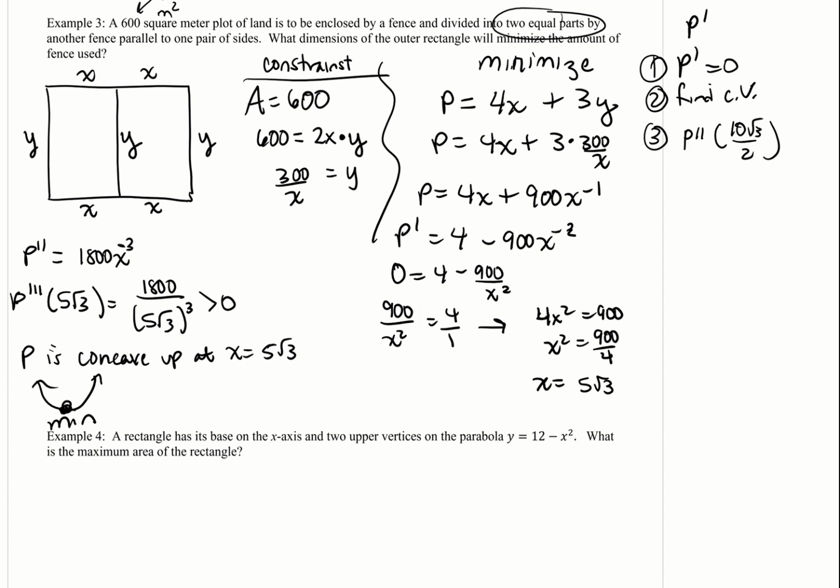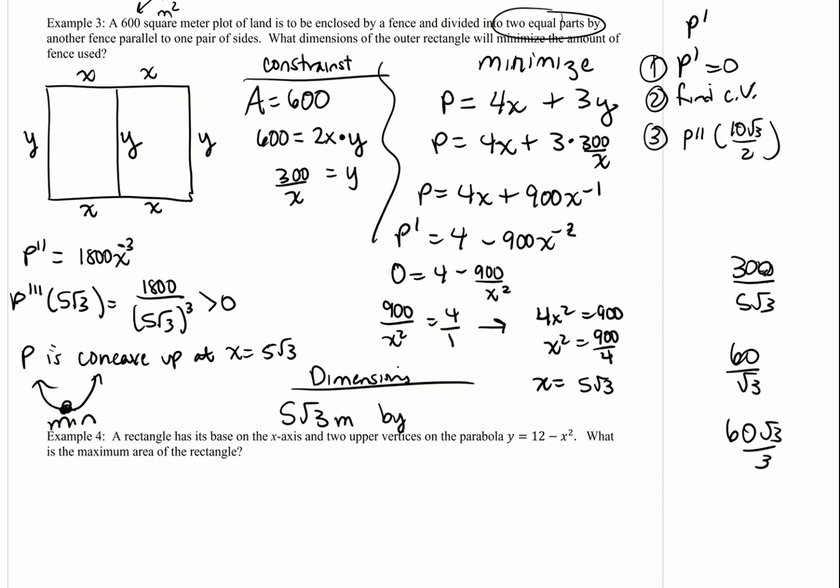So I am finding what I wanted, but I want both dimensions, both the x and the y. So for my dimensions, which is the final answer, I've got that x is 5 root 3 meters, and y is 300 divided by that, which would be 60 over root 3, which rationalizes to 60 root 3 over 3, or 20 root 3.